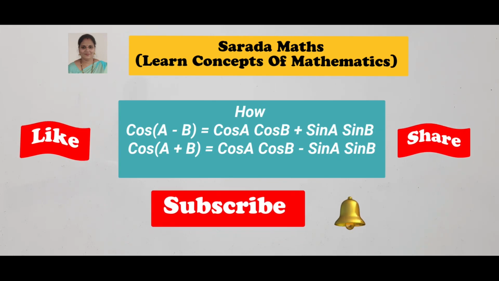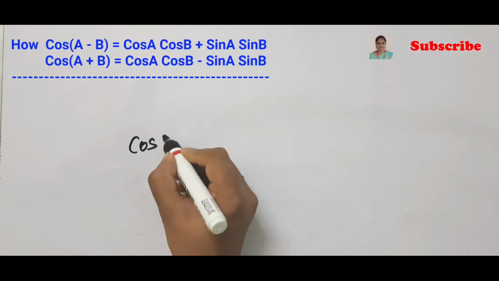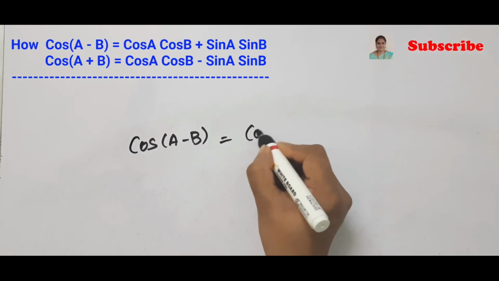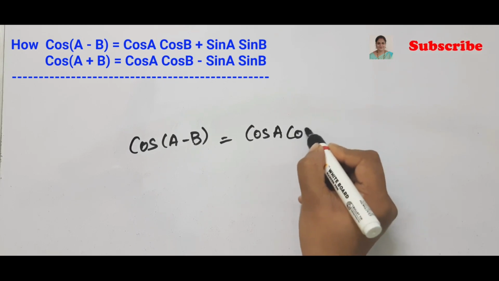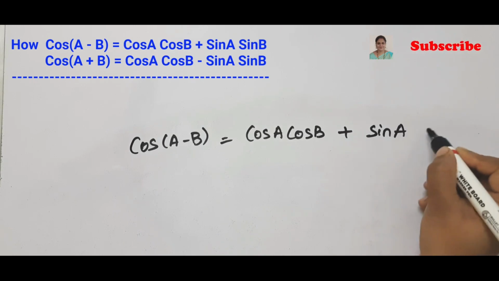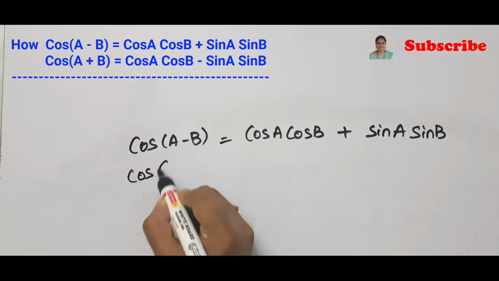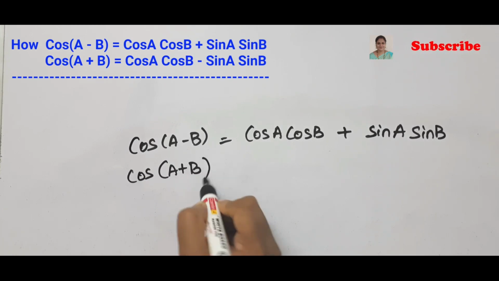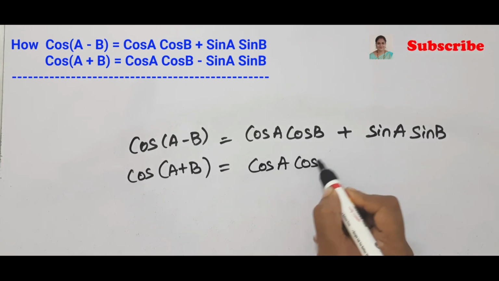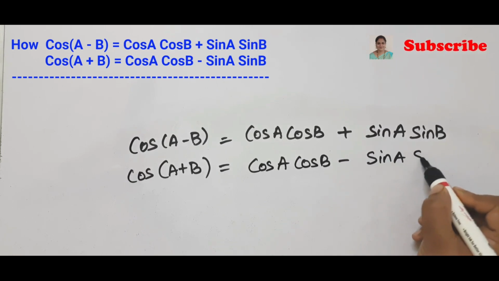Let us go into the concept of this video. Cos of a minus b equal to cos a cos b plus sin a sin b. Cos of a plus b equal to cos a cos b minus sin a sin b.